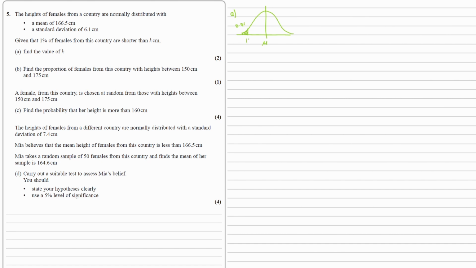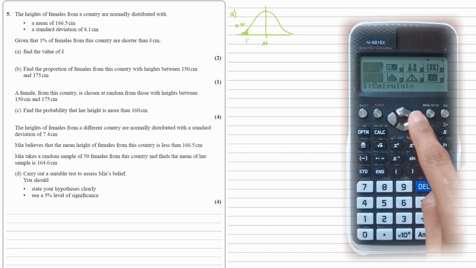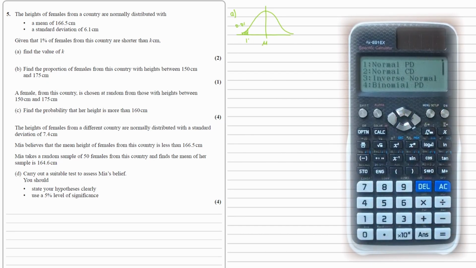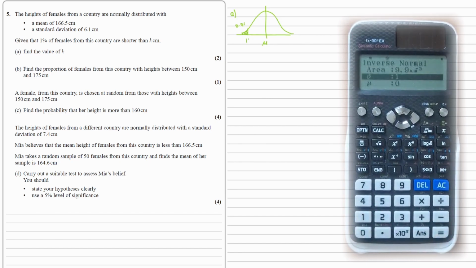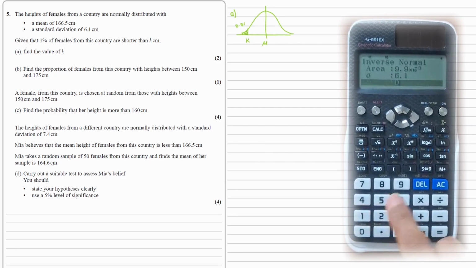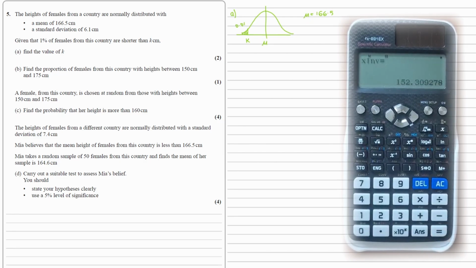And to find what k is, we can use our calculators by going to Menu. We can then go to 7 for distributions. We can then press 3 for inverse normal. And for the area, we can put 0.01. For standard deviation, we can input 6.1. We know that the mean is 166.5. And that gives us a value of k as 152.